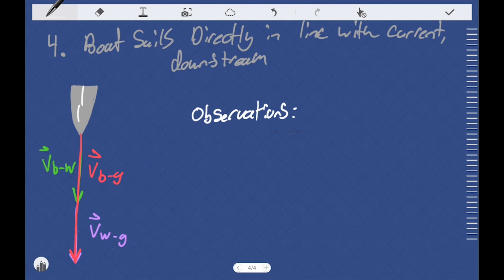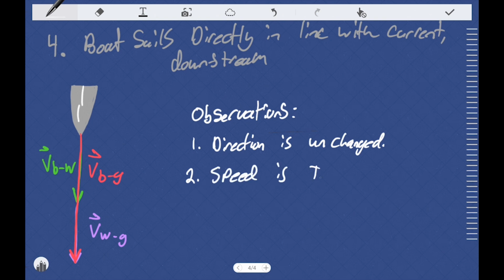So, first, the direction of the red vector is identical to the direction of the green vector, so the direction is unchanged. Second, the length of the red vector is longer than the green vector, so we would say that the speed of the boat is increased when it's sailing downstream.